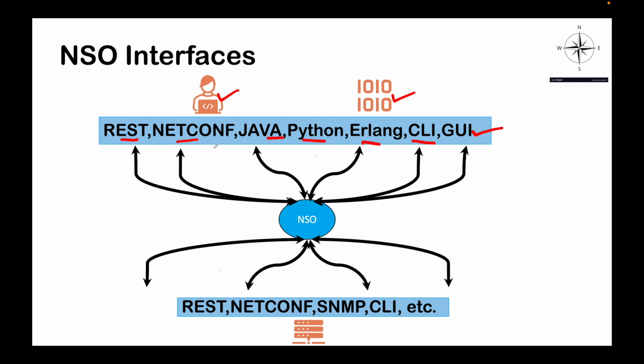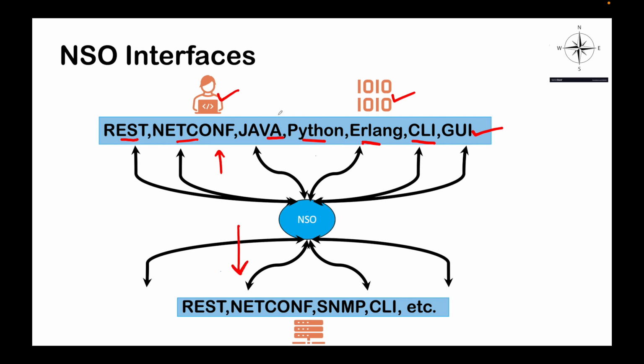So all these interfaces are mostly used by either network programmers or network engineers. And more commonly, people also know all these interfaces as northbound interfaces because they are coming in the north direction. And we also have the southbound interface of NSO.